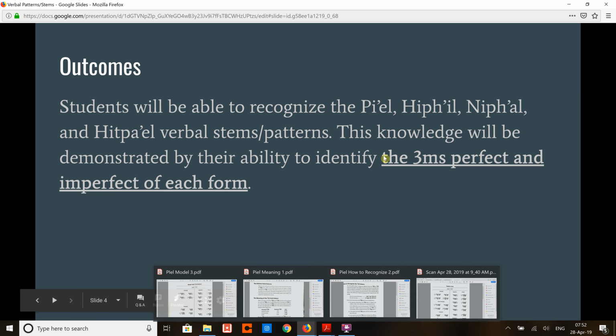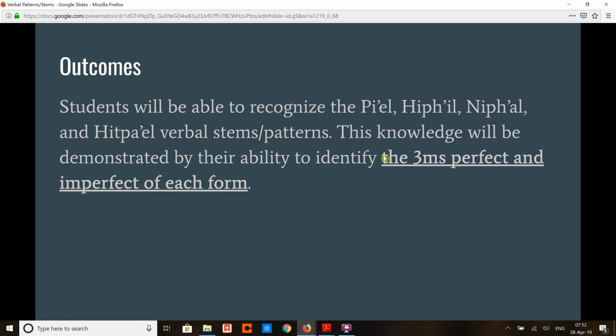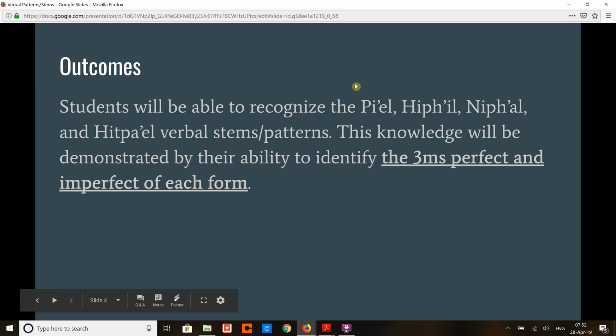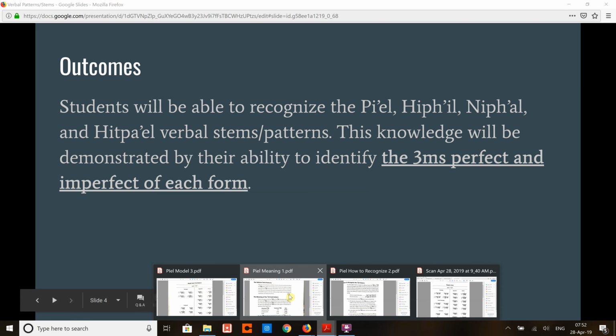I determined that the best way to do this was actually just to work my way through a couple of the pages in the textbook itself. And so I scanned those into PDFs, and we'll be transitioning among different PDFs. So there may be a little bit of jerkiness in the presentation, but I thought this was just the most effective way to do it. The very first one we're going to look at, the first stem, is called the Pa'al. Let's dig into that. PDF number 1.